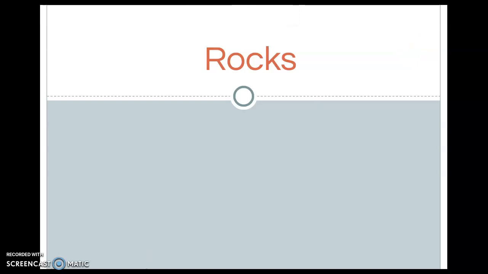Hey sixth graders, today you're going to be making your foldable about rocks. So after you have folded your foldable, you will start putting the information in it from this screencast.